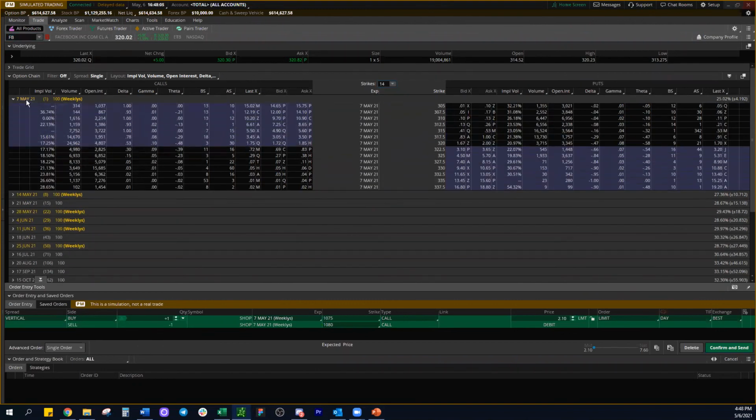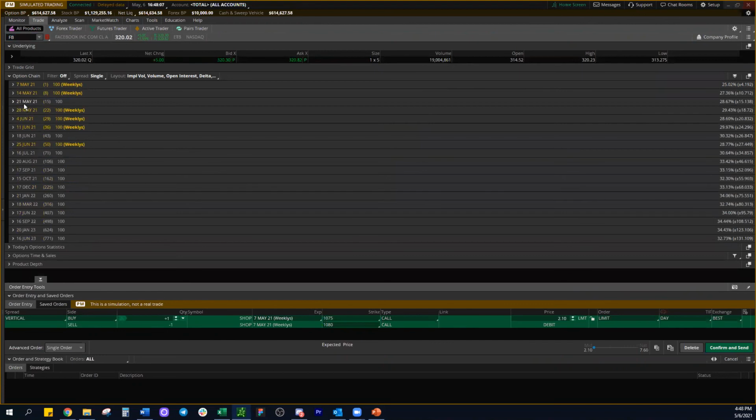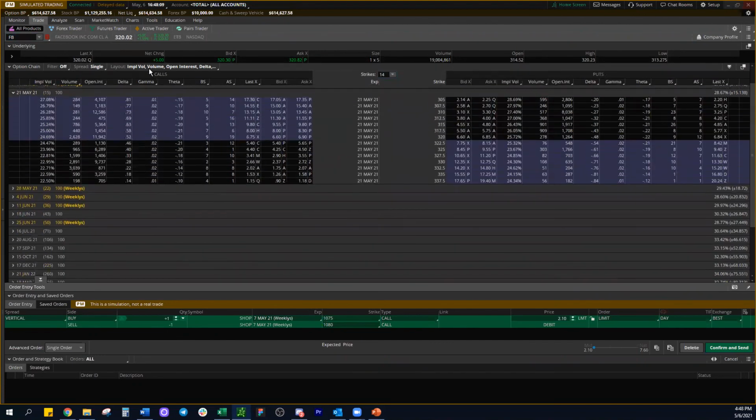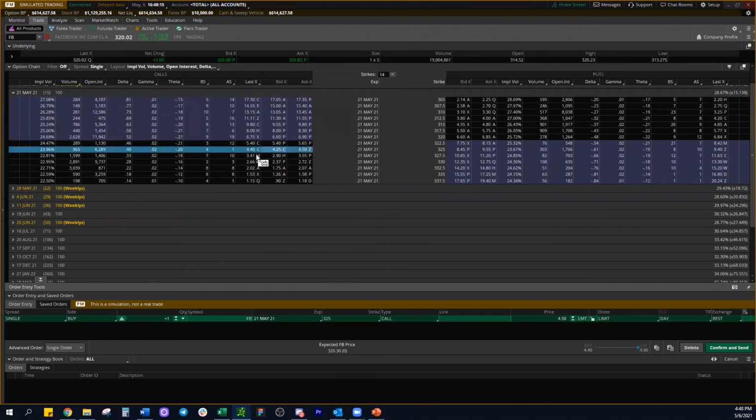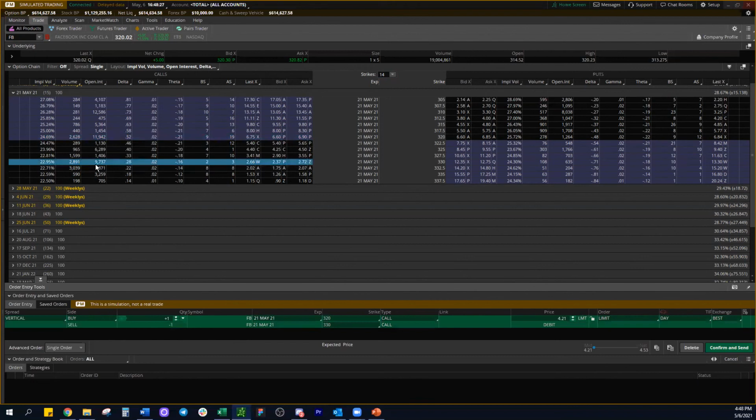If you're going to buy a call, let's say we want to do this 320. Let's say we want to go out here to, what is this, May 21st. And I think it'll get to 325. So you could buy that. Well, a lot of people buy at the money. See this volume? They're buying at the money, and we'll do this all the time. And they're selling out of the money now.